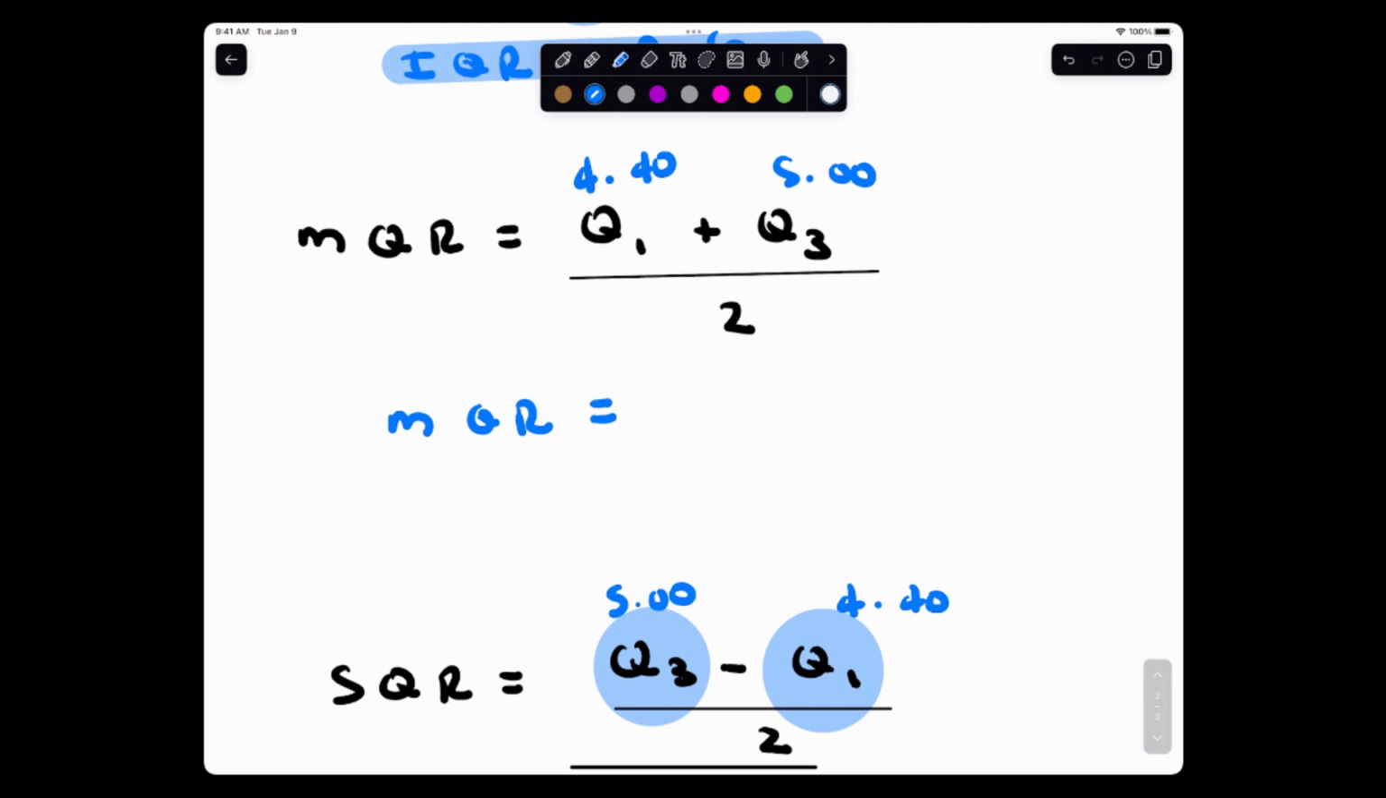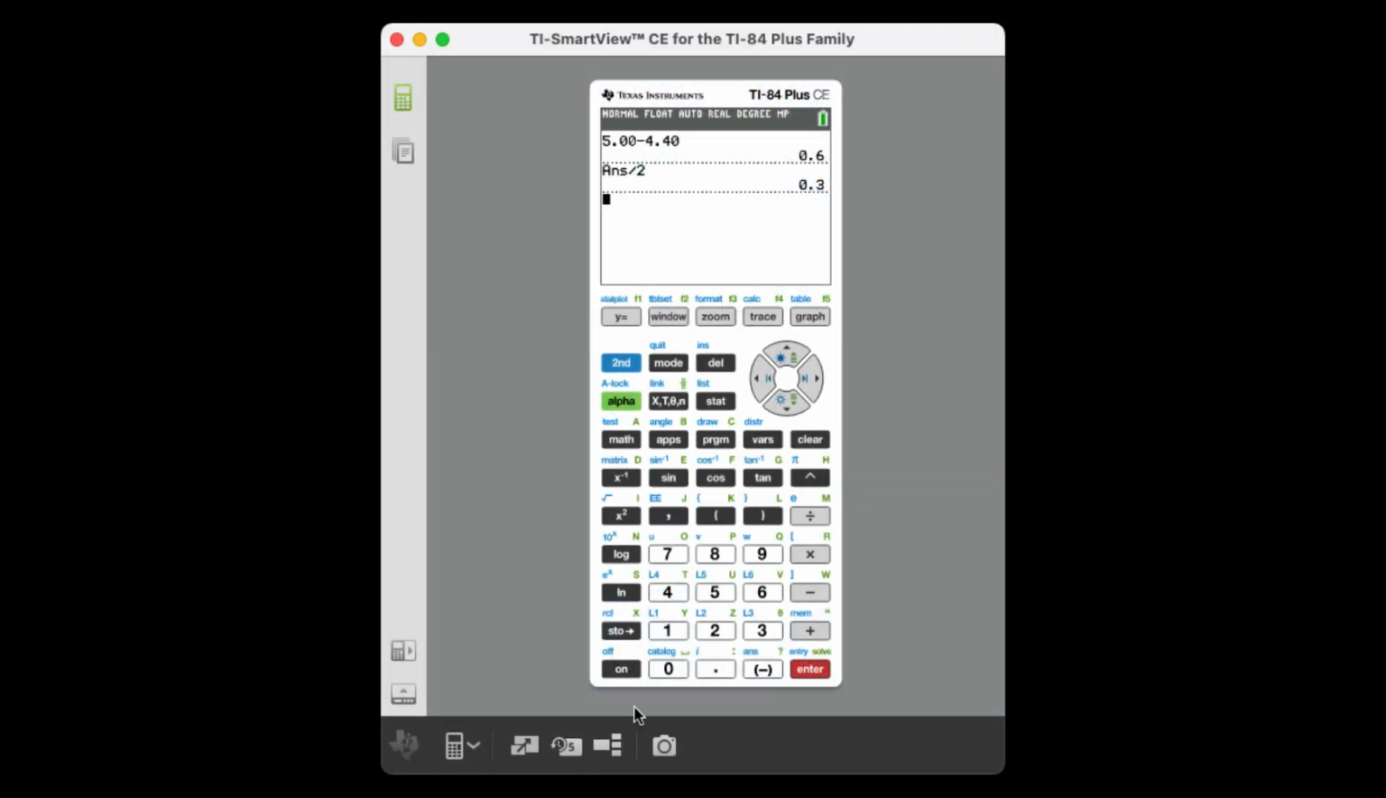Okay, let's get the mid-quartile range. Q1 plus Q3, then divide by 2. I'm going to use the parentheses. 4:40 plus 5 minutes. Close that, and then you divide by what? 2. What do you guys get? 4 minutes and 70 seconds.